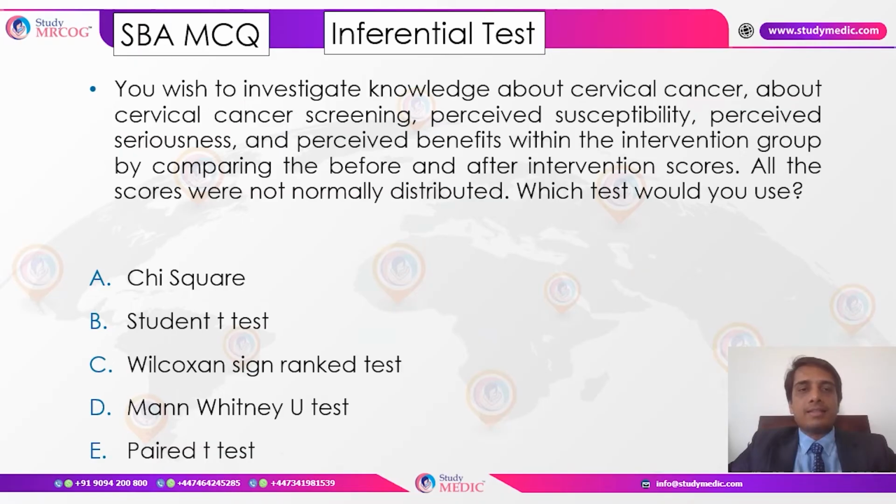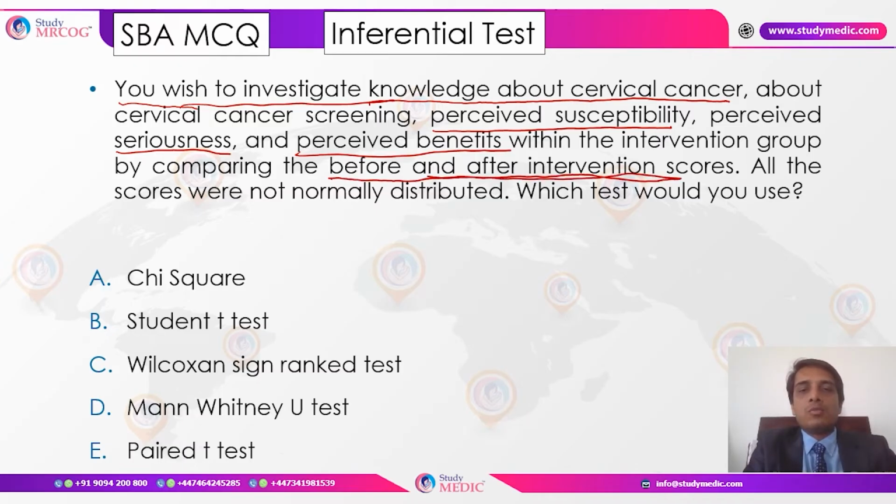Let us see another example. Now, you wish to investigate the knowledge of women about cervical cancer screening, their susceptibility, perceived seriousness of the screening, or perceived benefits. We are doing a survey here, before and after training them. Before training we take the knowledge score of these women, screening them for the above parameters, and after training also we take these scores by collecting them using questionnaires. All the scores are normally distributed. Which test would you use?